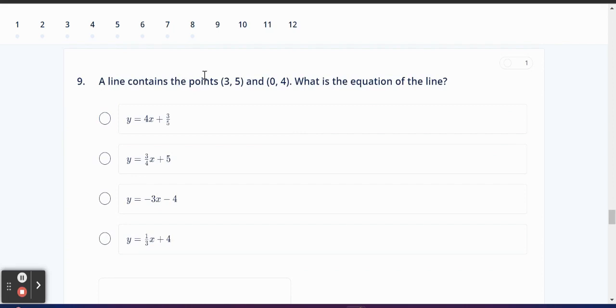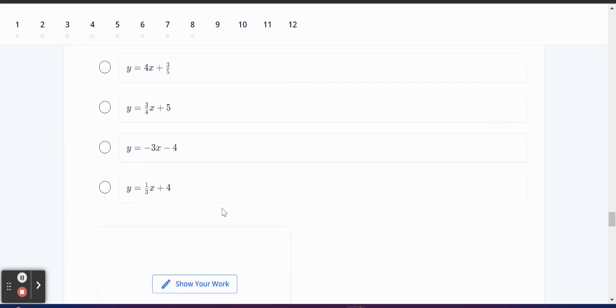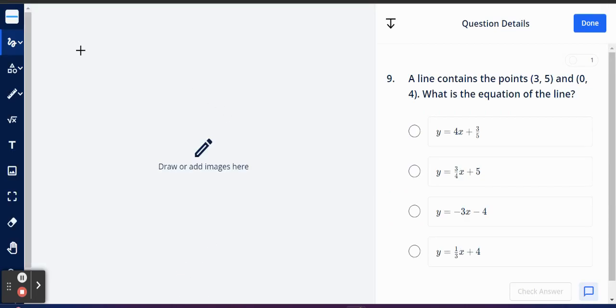A line contains the points (3, 5) and (0, 4). What is the equation of the line? All right, let's show our work here. All right, again, let's find the m, right? Same thing as we did last time. y2 minus y1, so 4 minus 5 over 0 minus 3.